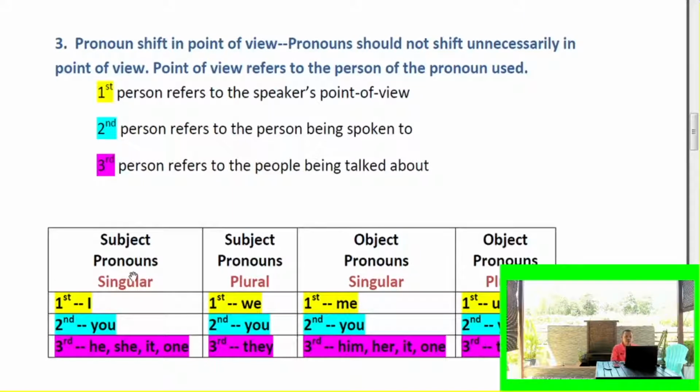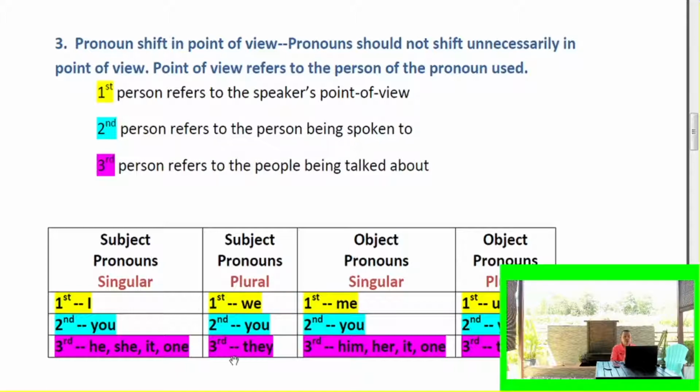Okay, subject pronoun, singular, first person: I. Subject pronoun for plural: we. Object pronouns: me, and us. For the second person, the subject pronoun is you, and the subject pronoun for plural is also you. The object pronoun for plural is also you. Third person subject pronouns: he, she, it, one. The subject pronoun for plural is they. And then the object pronouns for singular are him, her, it or one. The object pronoun for plural is them.